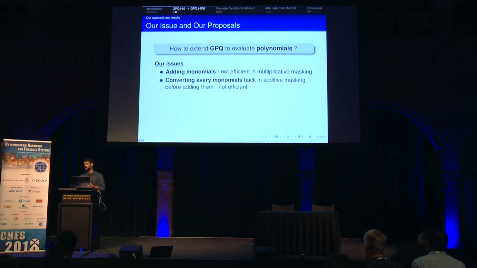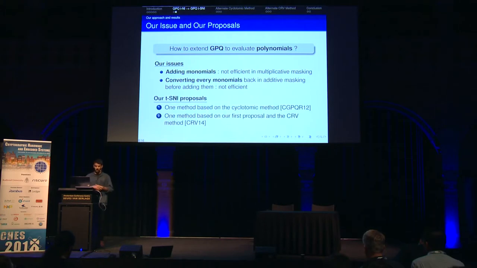Of course, there are issues, because adding monomials is not efficient in multiplicative masking, and converting every monomial back into additive masking before adding them is also not efficient, because the conversions, AM to MM and MM to AM, are very costly. We provide two TSNI proposals that achieve this goal and use additive and multiplicative masking. The first method is based on the cyclotomic method by Carlet et al. in 2012. The second one is based on our first proposal and on the CRV method proposed by Coron et al. in 2014.